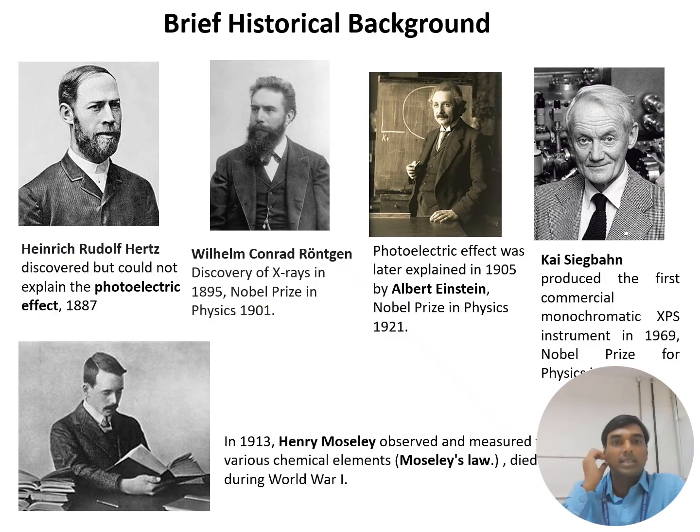The photoelectric effect was first explained by Albert Einstein in 1905, and he got the Nobel Prize in Physics in 1921. This was followed by Kai Siegbahn, who produced the first commercial monochromatic X-ray photoelectron spectroscopy instrument in 1969. He then received the Nobel Prize for utilizing it in commercial application. And in 1913, Henry Moseley also observed different chemical elements. That's also called Moseley's law.